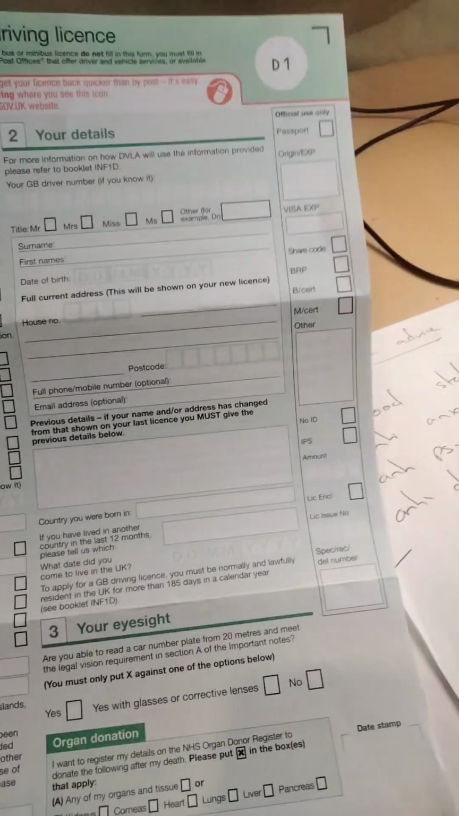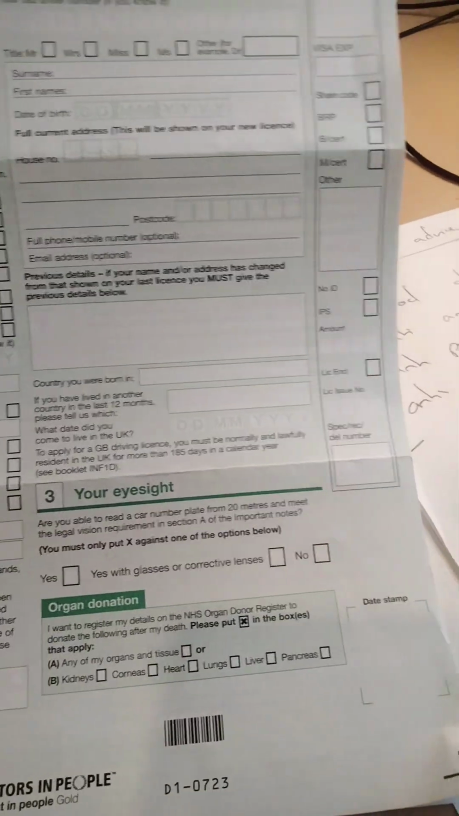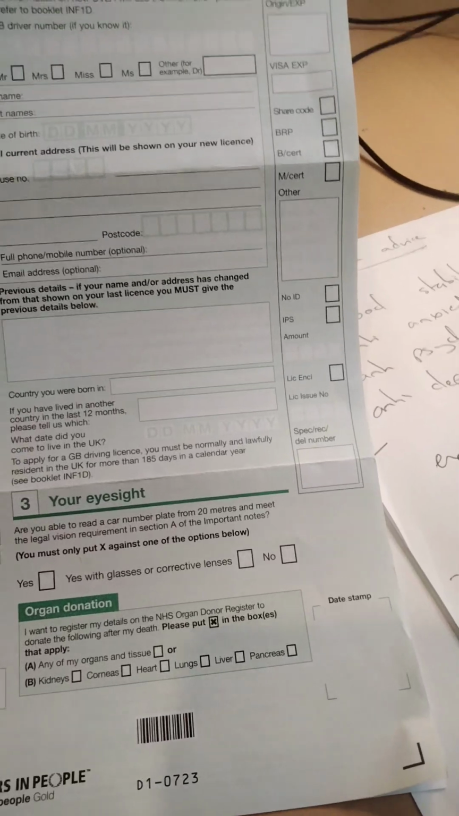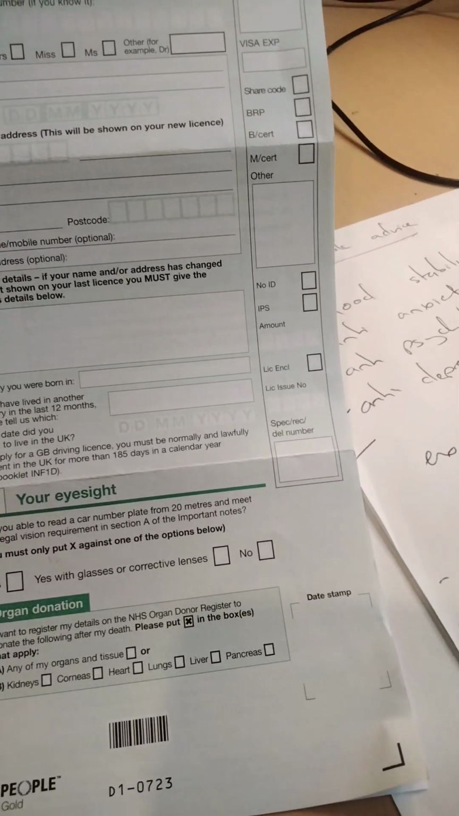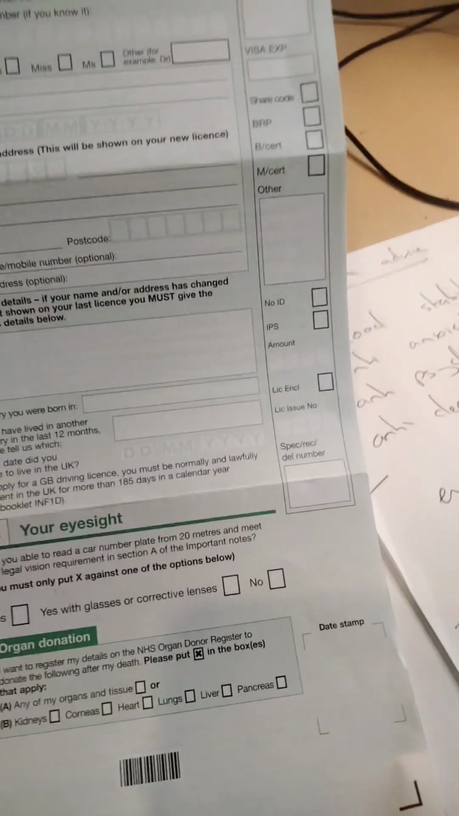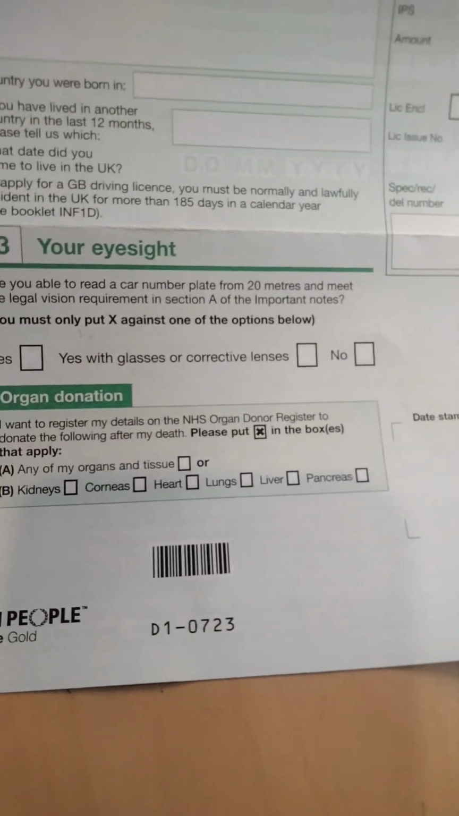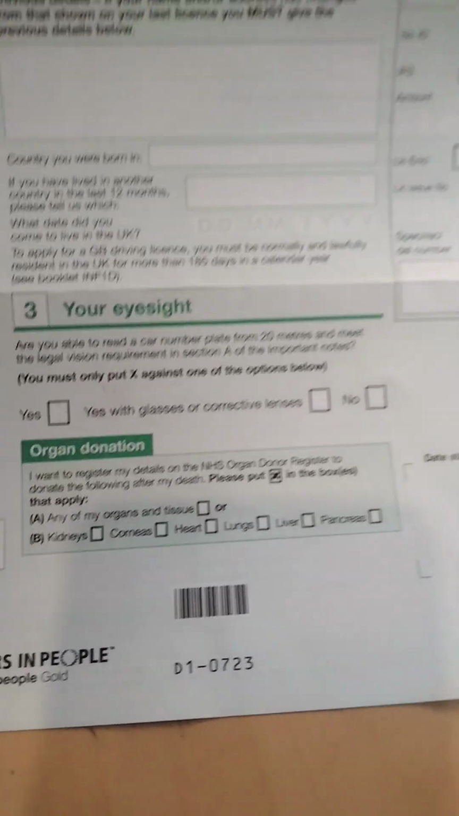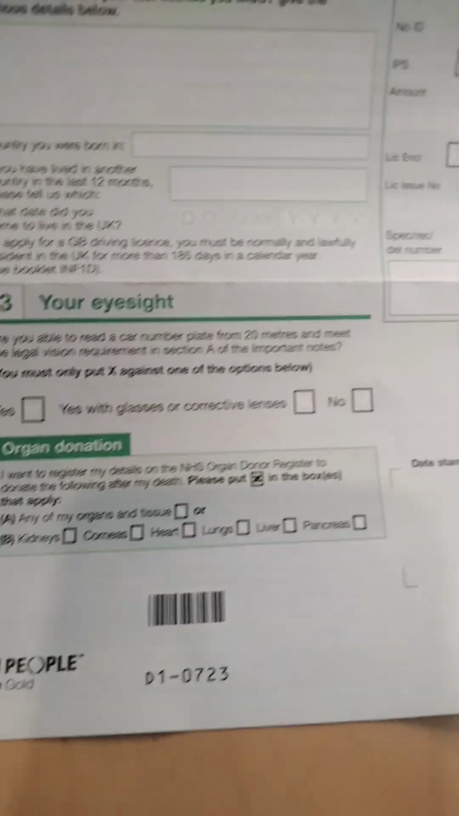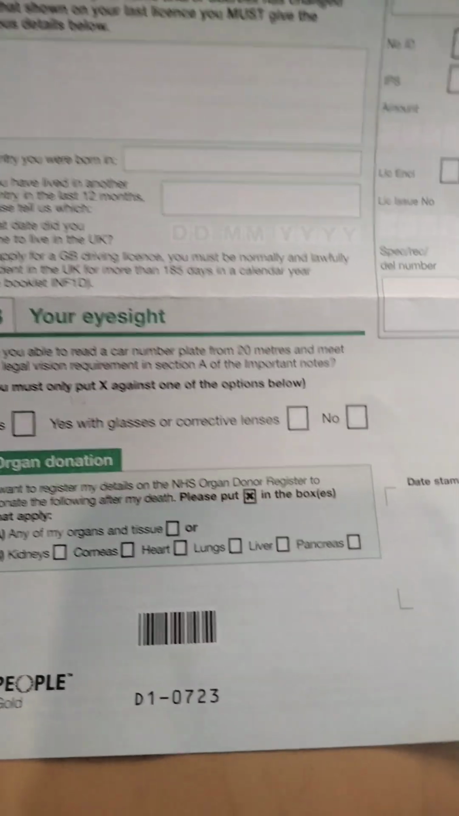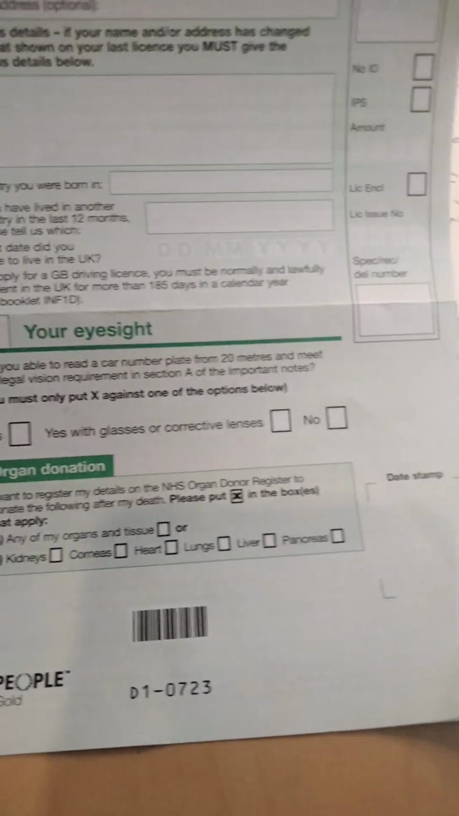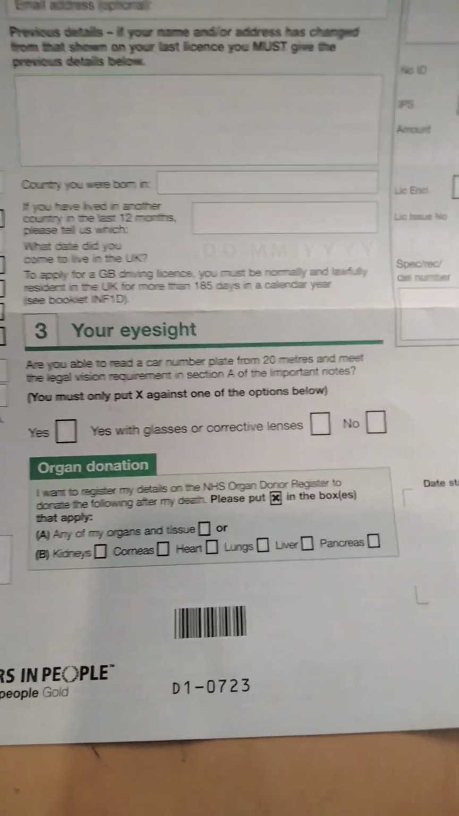And also they really need to know if you had any problems with your eyesight. Do you wear glasses? Do you wear corrective lenses? Do you have any health issues or anything? Then they also talk about organ donation. This has nothing to do with driving, but it's a government program whereby they try to look for donors to save lives. So they use every possible platform to reach out to people who would want to donate their organs.